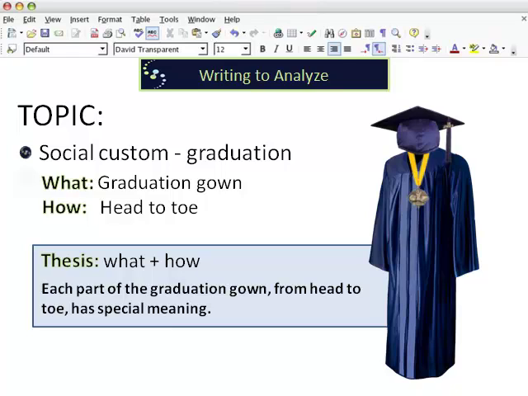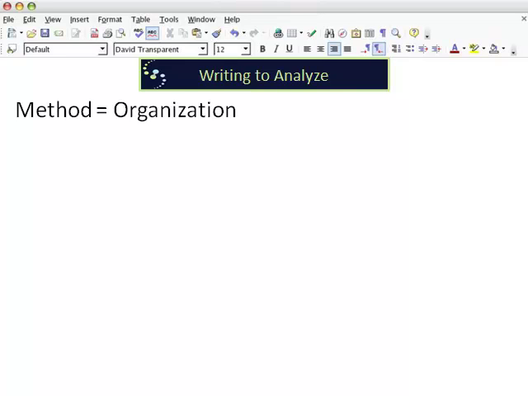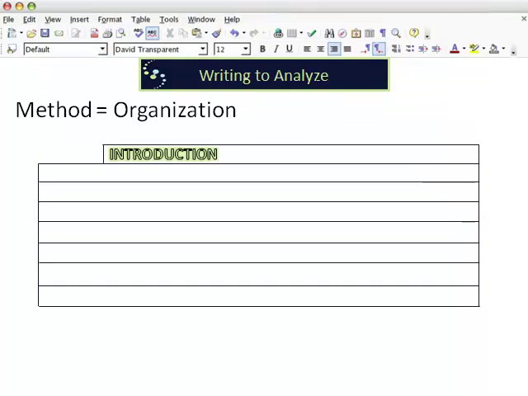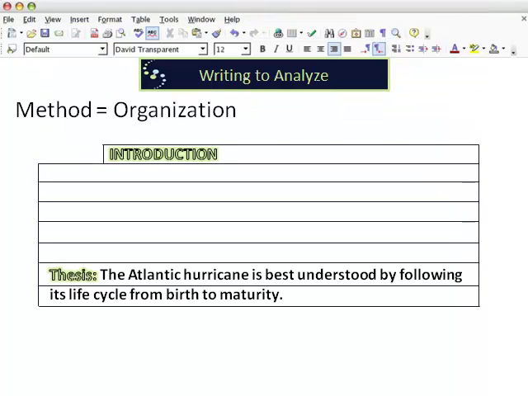As you can tell, one of the keys to a successful analysis is to have a clear method of taking apart the subject, then to focus on its parts one by one. This method, or the how, often becomes the basis of your organization. For example, our outline for the Atlantic hurricane analysis might look something like this. The introduction paragraph will contain our thesis at or near the end. The Atlantic hurricane is best understood by following its life cycle from birth to maturity.